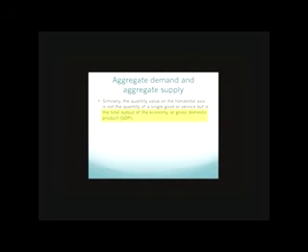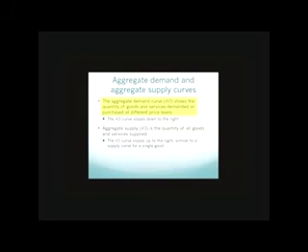The aggregate demand curve shows the quantity of goods and services demanded or purchased at different price levels. The curve slopes down to the right. Aggregate supply is the quantity of all goods and services supplied and slopes up to the right, similar to a supply curve for a single good.